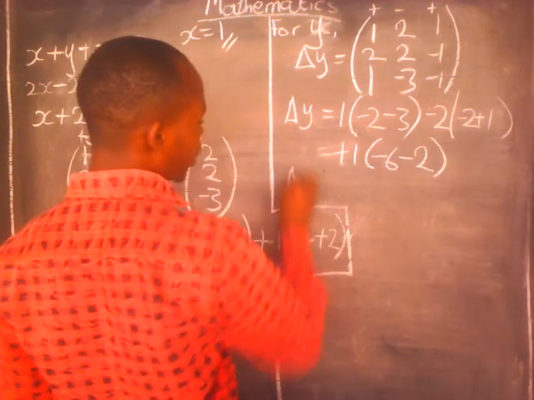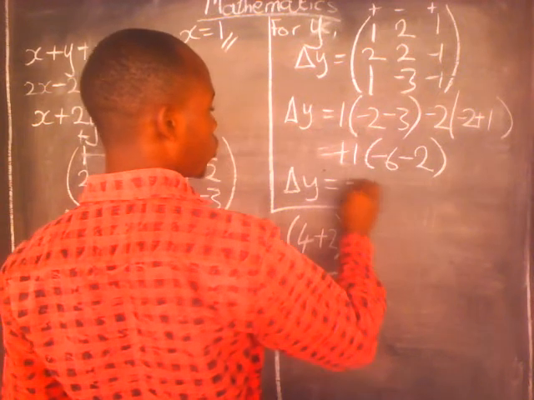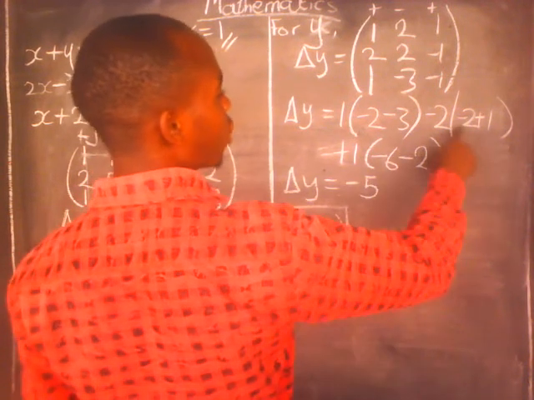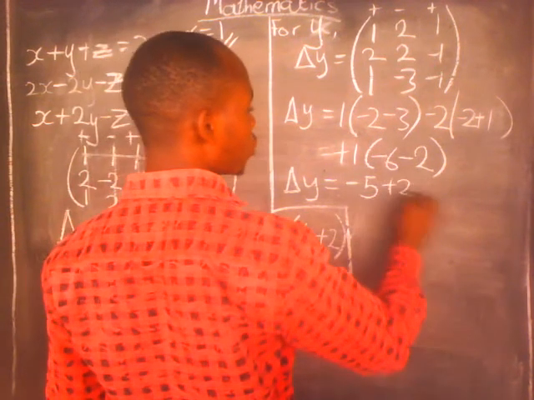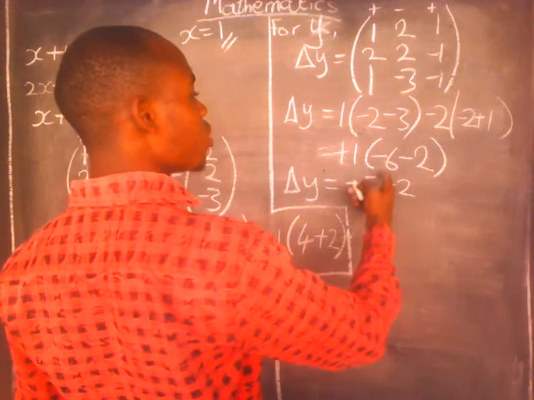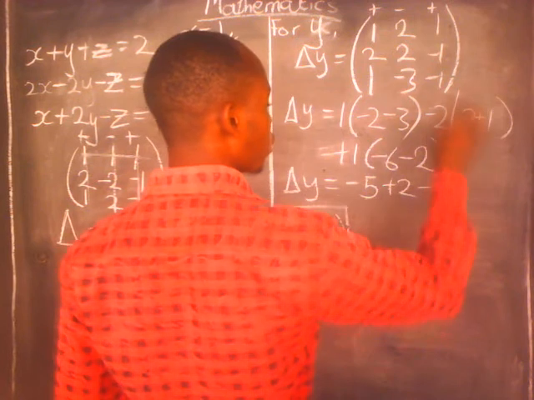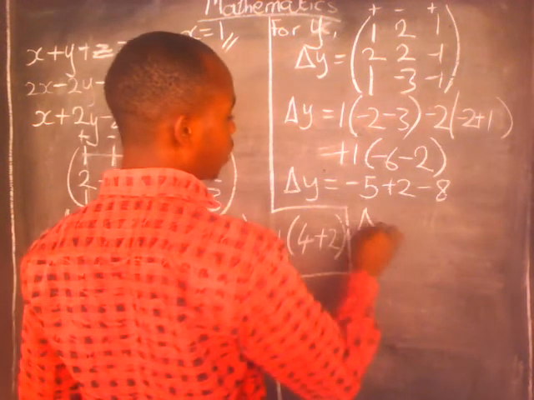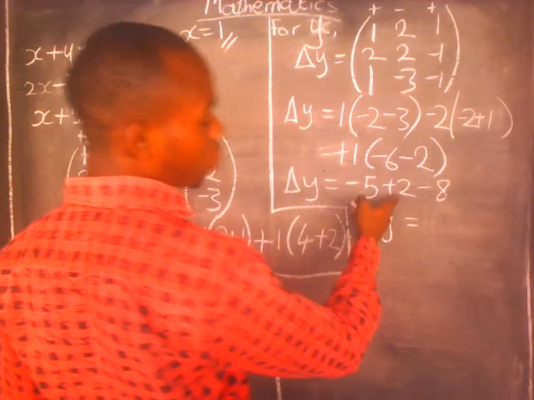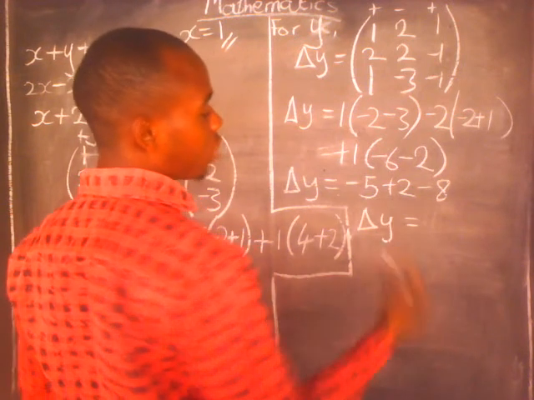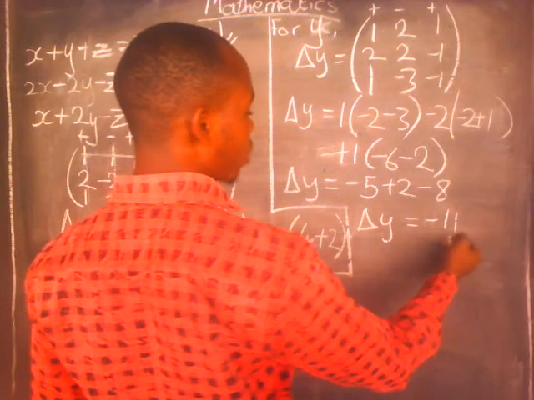2. So my determinant for y will be equal to minus 2 minus 3, which is minus 5, times 1 gives me what? Minus 5. Minus 2 plus 1 gives us minus 1, times minus 2 gives us a positive what? 2. Then I have here that minus 6 minus 2 gives us minus 8 times positive 1, which gives us here what? Minus 8. So the determinant for y will be equal to what? Minus 8 plus 2 gives us minus 6. Minus 6 minus 5 gives us minus 11. So I'll be having that determinant for y is equal to minus 11.